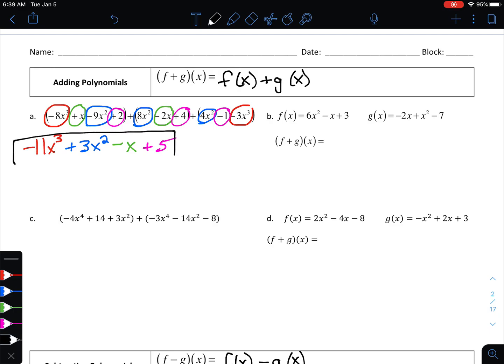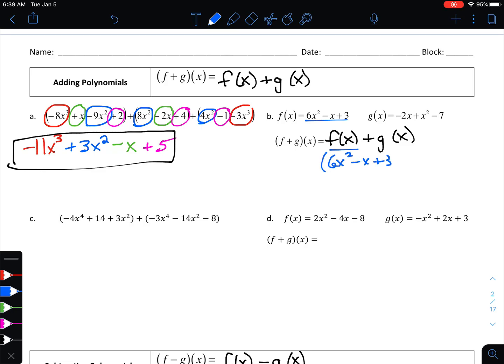All right, so example B is essentially the same idea, just using our notation. So remember, f plus g of x, we're just taking f of x plus g of x. And I won't write it out all this way all the time, but just to belabor the point, what you're going to be doing is taking your function for f of x and substituting it in. So 6x squared minus x plus 3.